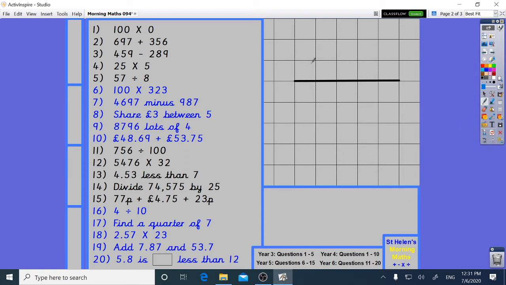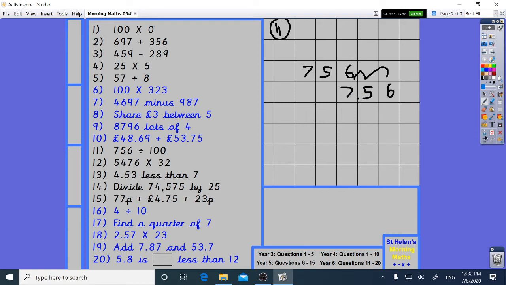Moving on to the year 5 work now, we've got 756 divided by 100 for question 11. So 756, dividing by 100, so it's got 2 zeros, so we're going to shift it to the right twice. 1, 2. It's going to go there. 5 and 7. Notice again, the digit sequence is exactly the same, but where was the unit? The units were there, so its decimal point has to go there.